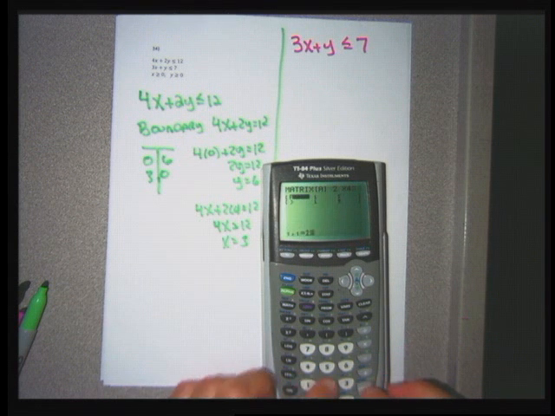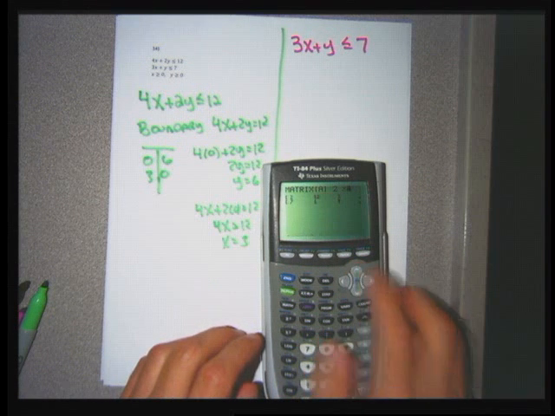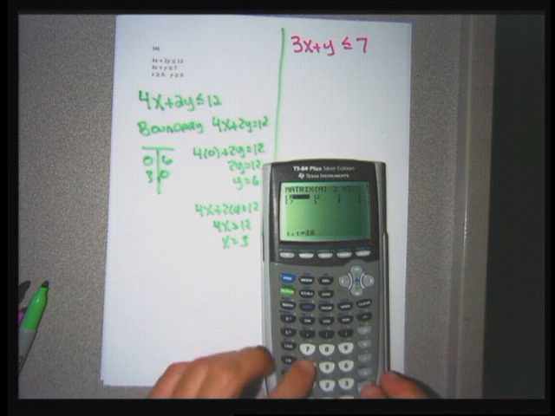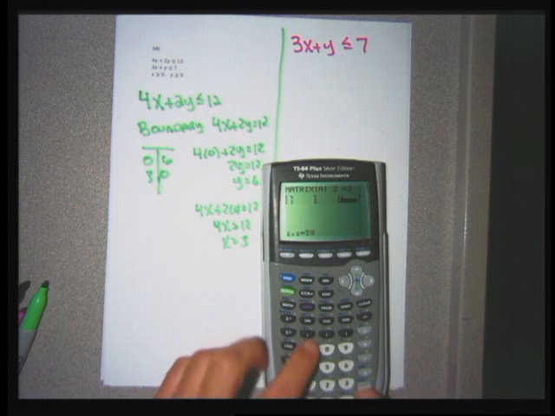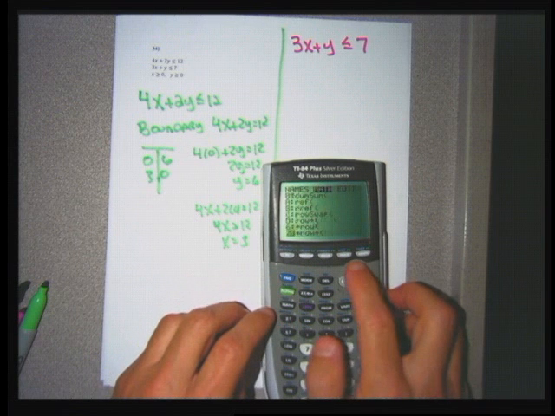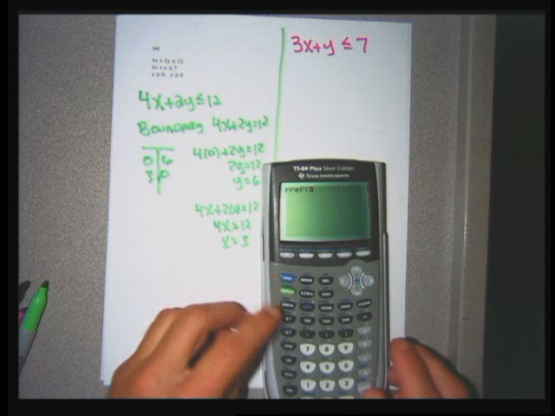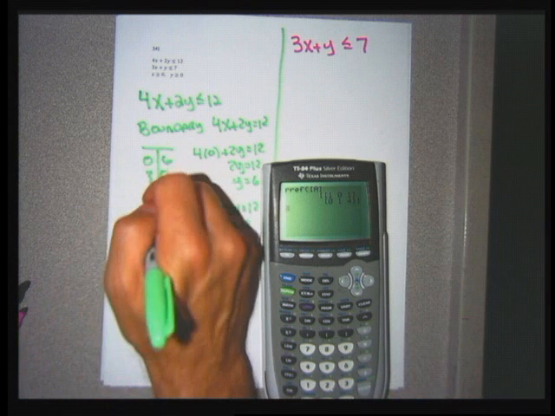4, enter, 2, enter, 12, 3, enter, 1, enter, 7. Oh, I did 2 by 4. It should be 2 by 3. 4, enter, 2, enter, 12, 3, enter, 1, enter, 7. Second quit, second matrix, math, RREF, second matrix, enter, enter, and those intersect at the point (1, 4).